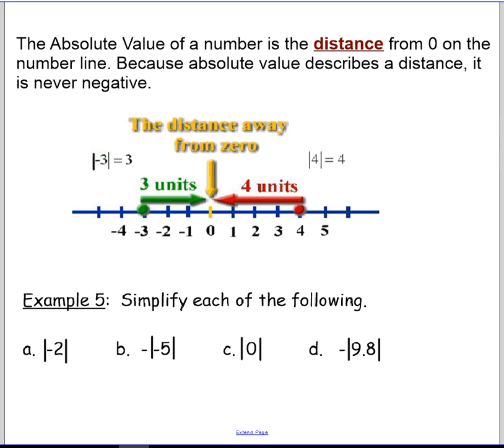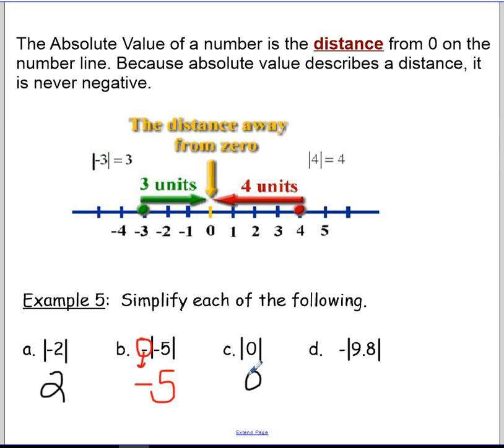So when we look at the examples here, for A, we have the absolute value of negative 2. If we look up here, negative 2 is 2 spaces away from 0. So notice that our answer is always positive for that. When we look at the second one, though, notice we have a negative outside of it. So we want to make the answer of the absolute value negative. The absolute value of negative 5 is 5, because negative 5 is 5 spaces away from 0. But then we have this negative on the outside, so we have to make the answer negative.